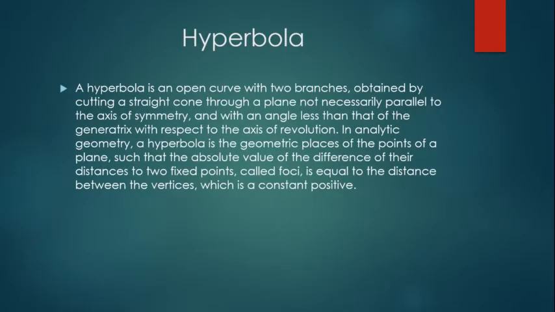A hyperbola is an open curve with two branches, obtained by cutting a straight cone through a plane not necessarily parallel to the axis of symmetry, and with an angle less than that of the generatrix with respect to the axis of revolution. In analytic geometry, a hyperbola is the geometric locus of the points of a plane such that the absolute value of the difference of their distances to two fixed points, called foci, is equal to the distance between the vertices, which is a positive constant.